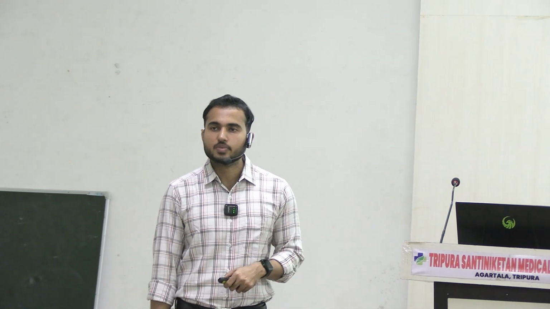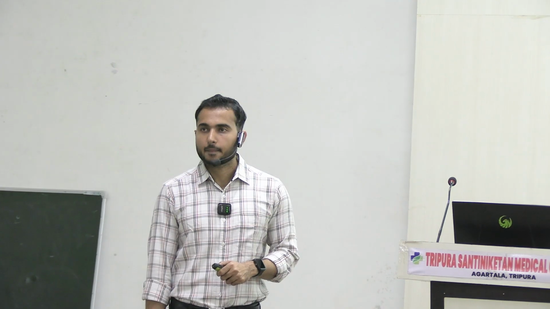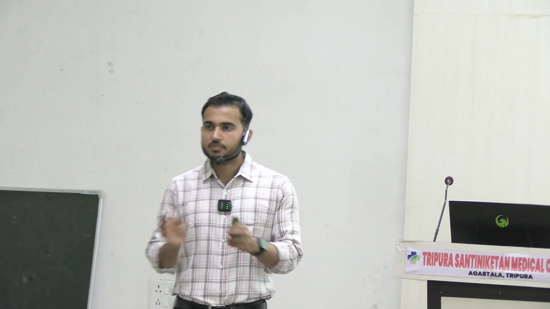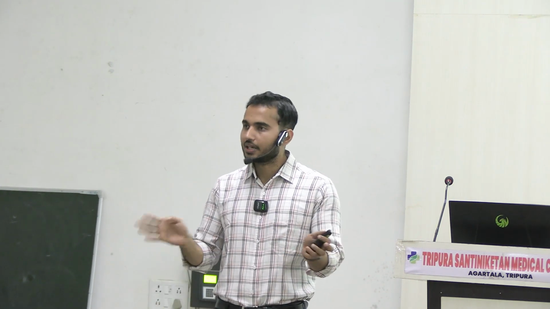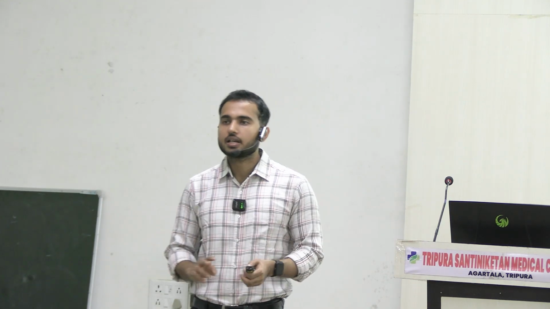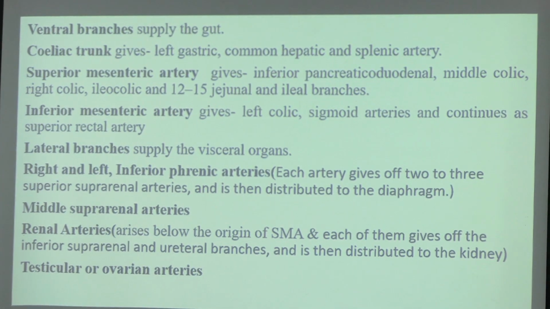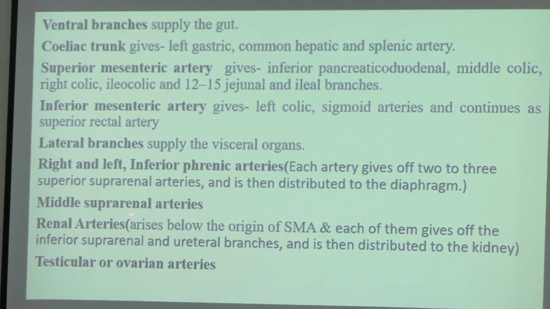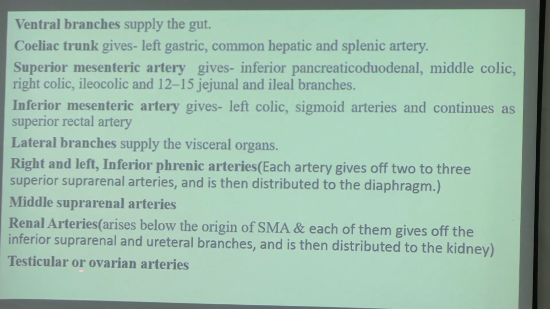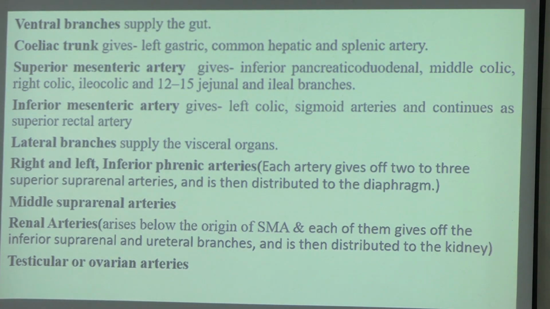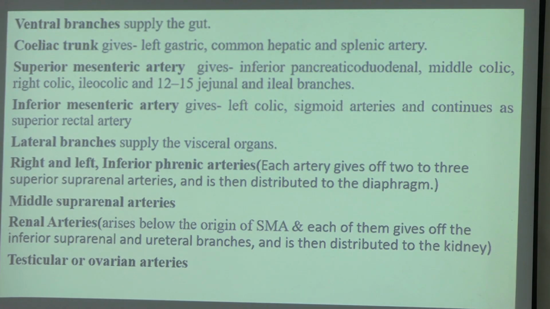Why do they have to be paired? Lateral branches, yes, because they have to supply both sides, right side also, left side also. That's why they are paired in nature. So lateral branches include the right and left inferior phrenic arteries. Then you can see the middle suprarenal artery, renal arteries and gonadal arteries, which include the testicular artery and ovarian artery.